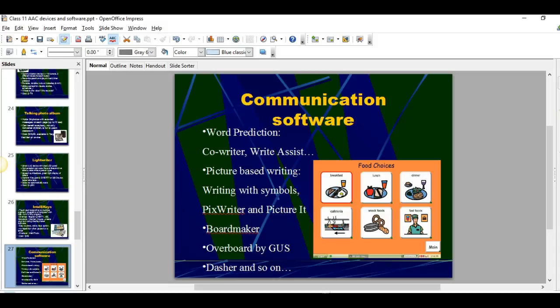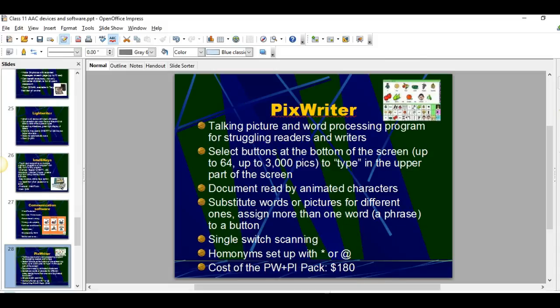Another great great software is Dasher, that is like a floating alphabet. I really encourage you to look it up and learn more about it in your free time. It's a wonderful software program.